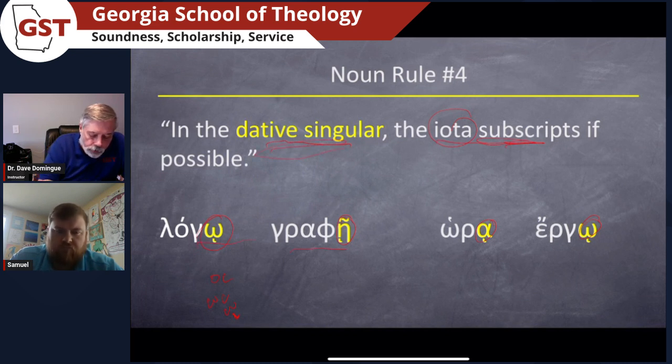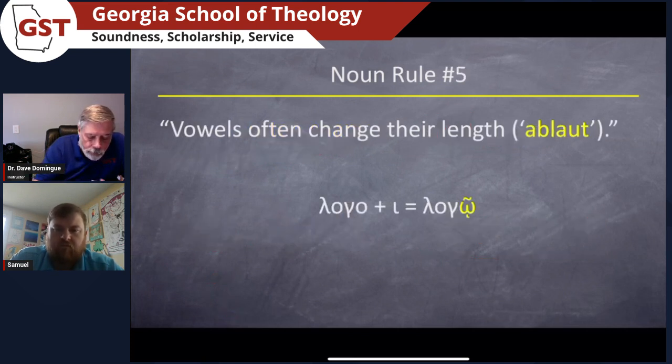I don't even have to think about it. And so vowels often change their length. That's what we're talking about. So the logo, there's our connecting or stem ending, plus the iota is going to necessitate that this gets lengthened. It's called ablaut, and so it's getting lengthened to the omega. And then we add the iota, and we end up getting the omega with the subscript iota.